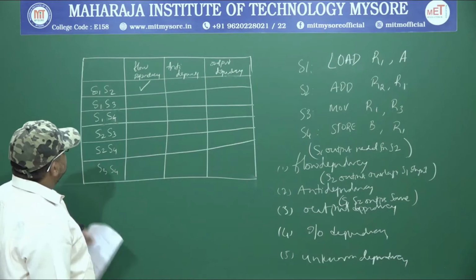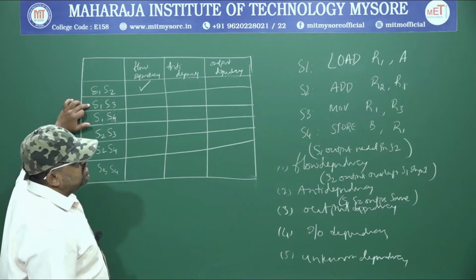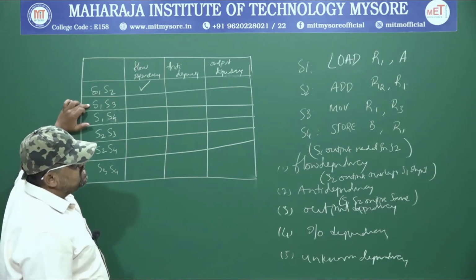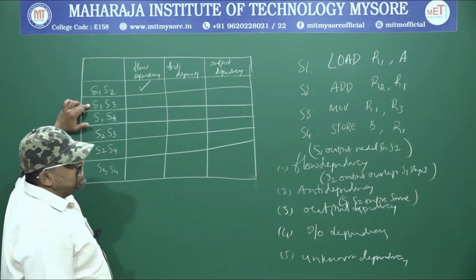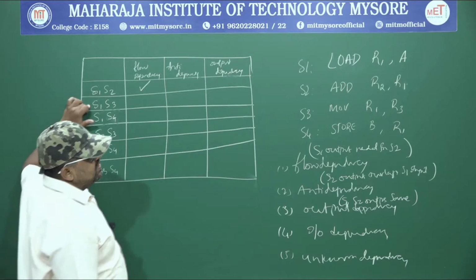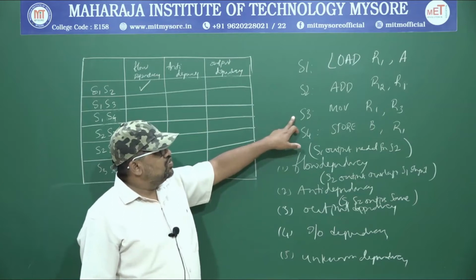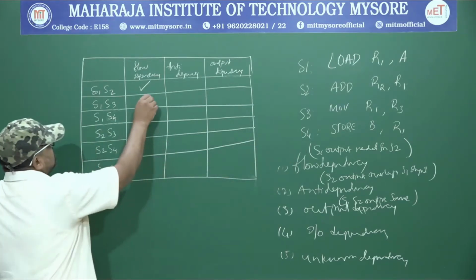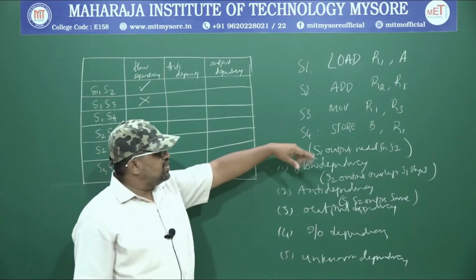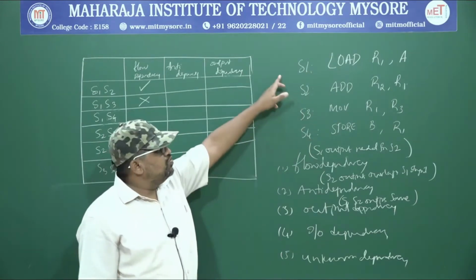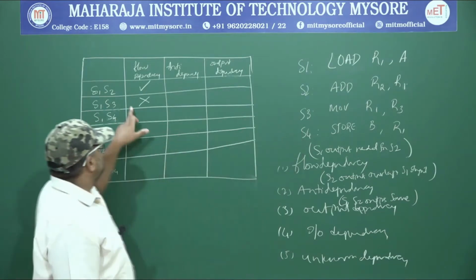Similarly, consider the next one, S1 and S3. What is the output of S1? The output of S1 is R1. But what is needed in S3? Is the S1 output needed here? No, it is not needed. So I am going to put a cross here, because in S3 you need the R3 value. Even though you are updating the value of R1, the output of S1 is R1, and that is not needed as an input here. So I am going to put a cross.